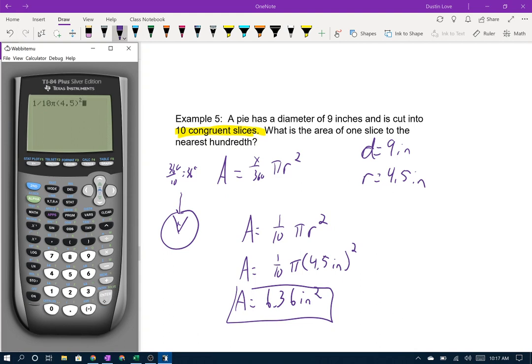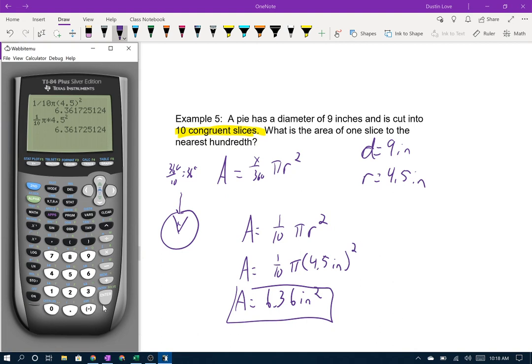Oh, I want to go ahead and point this out. Some students get confused when they're looking at this particular setup because they're thinking that it's actually 1 divided by 10 pi, as in the pi is in the denominator here. I want to go ahead and prove a point. If I switch to this other view, I hate this view, by the way, I'm just showing it to you to prove a point here. 1 divided by 10 times pi times 4.5 squared. Notice we get the exact same answer.